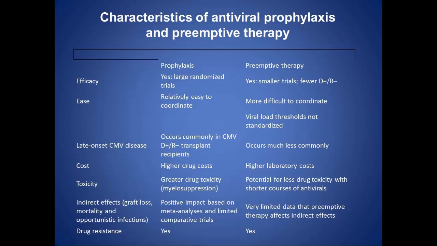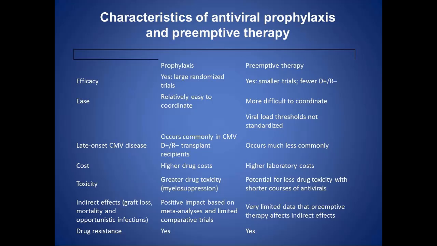Late CMV disease occurs commonly in people who get prophylaxis because, again, especially in a mismatch, you're just really putting off the CMV primary infection till later, till down the road. Whereas with preemptive therapy, it occurs less commonly. Costs, there's higher drug costs in the prophylaxis group, but higher laboratory costs in the other group. There's a little bit more drug toxicity in the prophylaxis group because they may be on drug longer, there might be more marrow suppression.